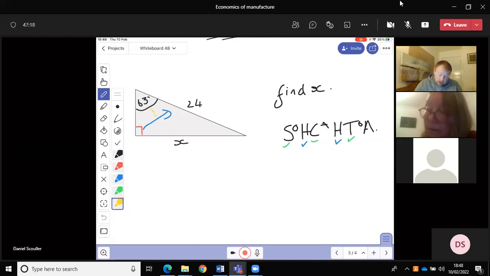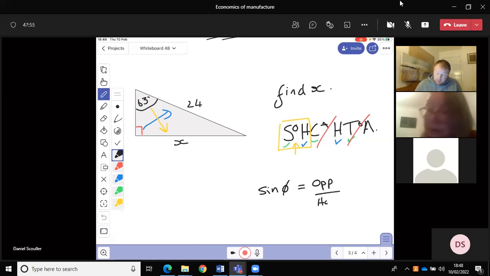X is the side across from that angle, the opposite. Remember the adjacent touches it. So the other side that isn't the hypotenuse touching that angle that we're working with is the adjacent. X is opposite that angle, so we're not trying to find the adjacent, we're trying to find the opposite. So we're going to use sine. Not using cos, not using tan.